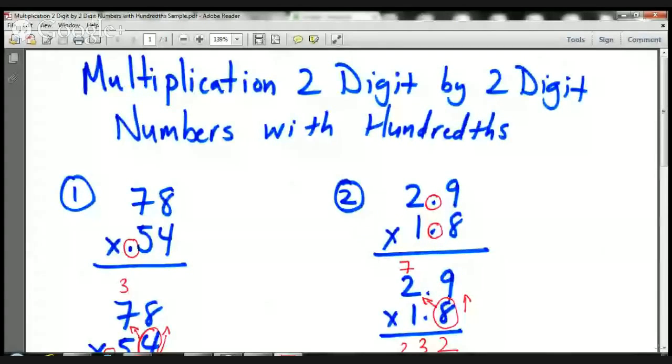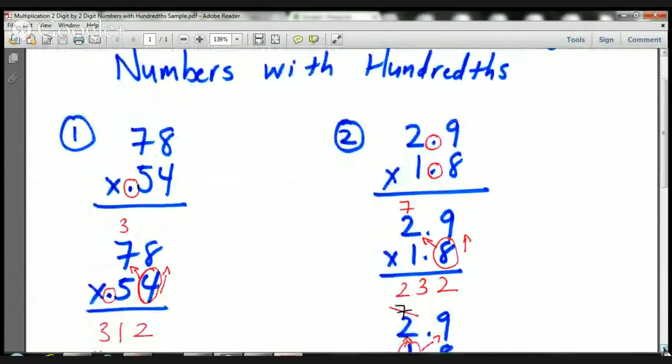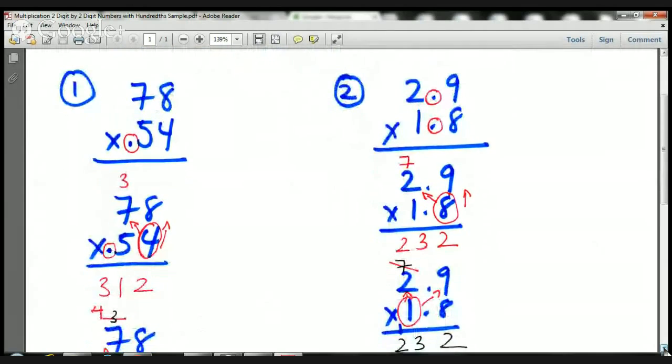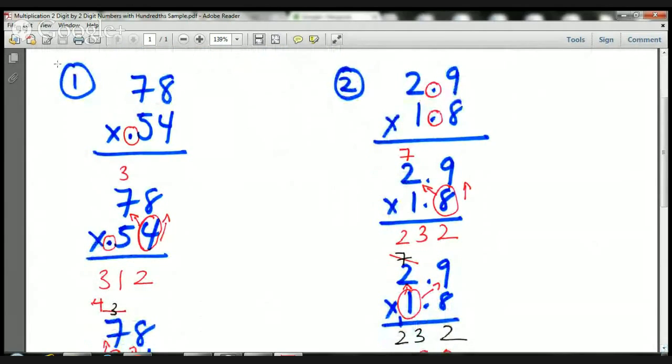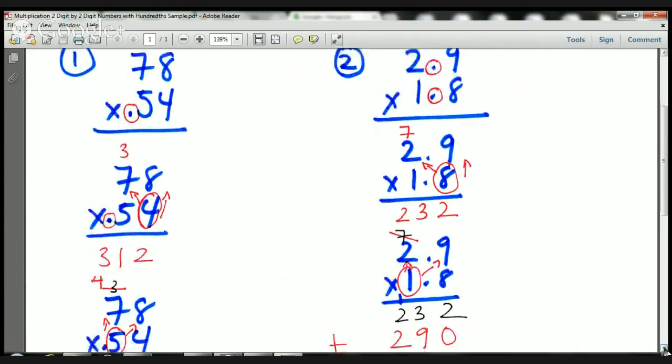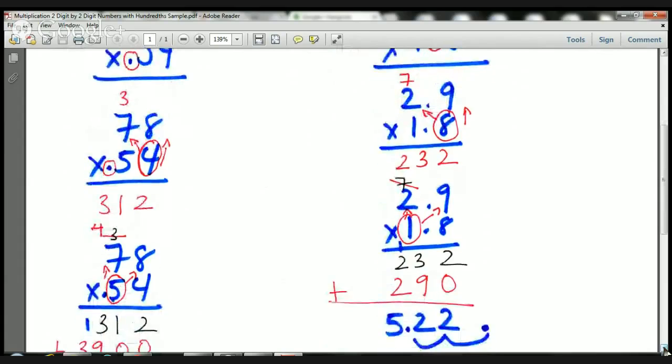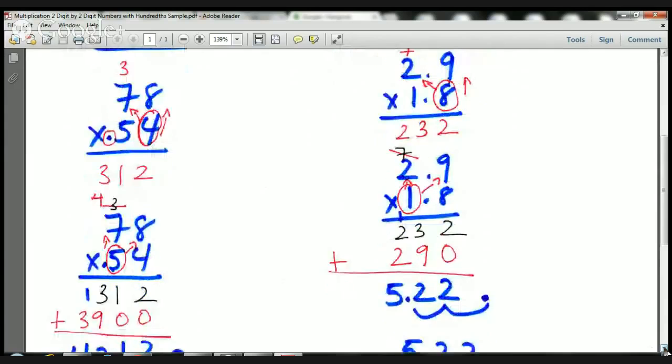Awesome. So what we're working on today is multiplication by two-digit numbers with hundredths, okay? So we've got some decimal points in there. Let's take a look at example number 1. Here we have 78 times 54 hundredths, okay? 54 hundredths. We've got our decimal point there. So what do we do? We're going to multiply as usual, but we're going to keep in mind that we've got that decimal point there.